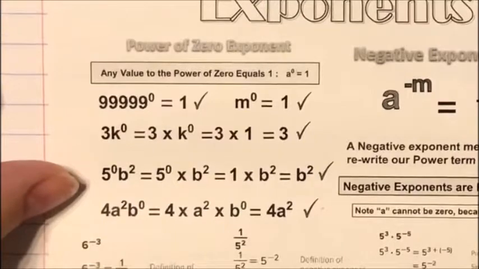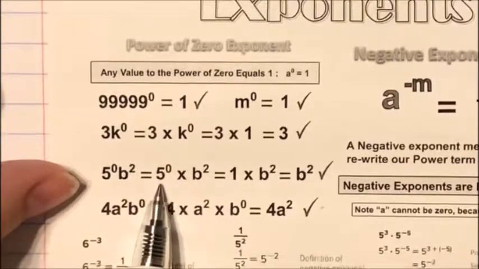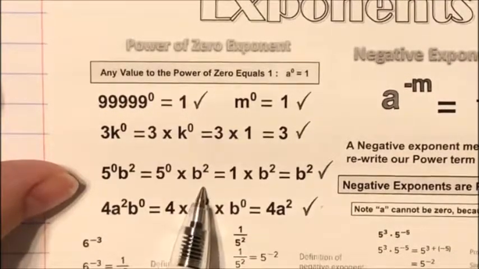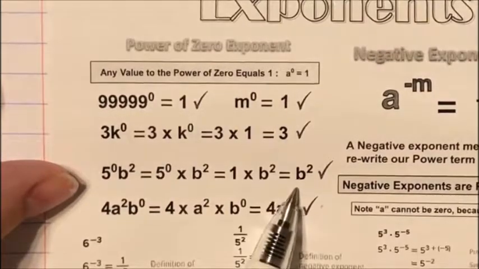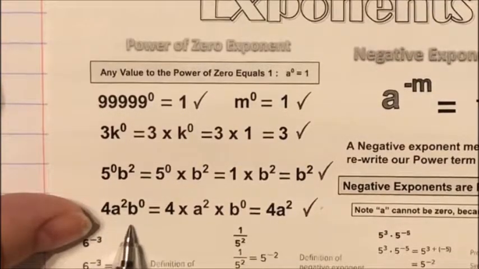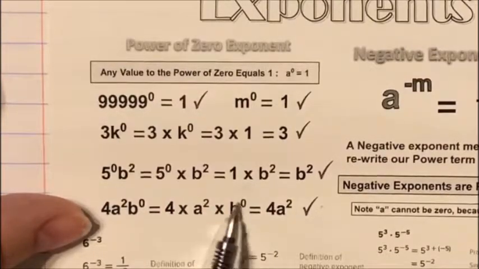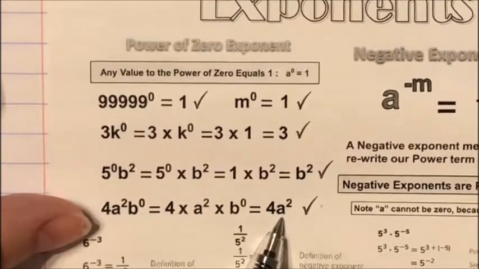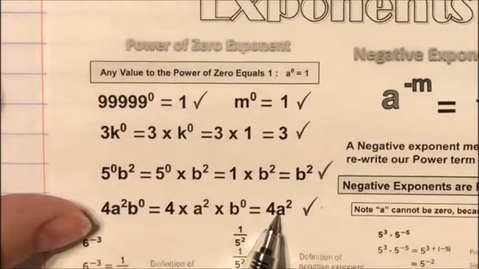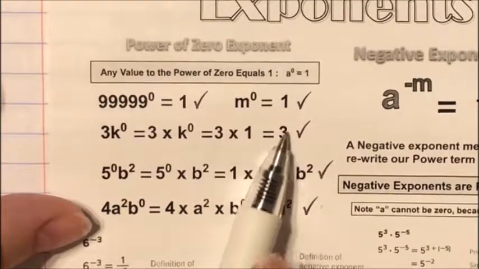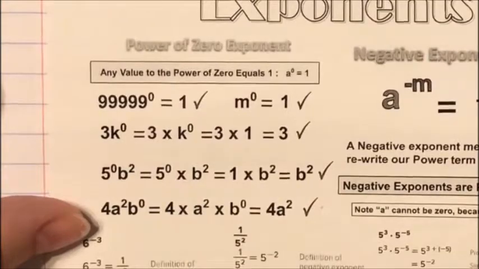5 to the 0, b squared. This becomes 1. B squared stays the same. 1 times b squared is b squared. 4a squared b to the 0 is 4 times a squared times b to the 0. This becomes 1. I'm left with 4a squared. So anything raised to the 0 power is 1.